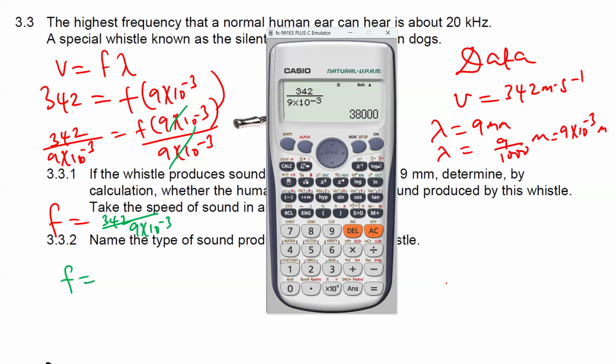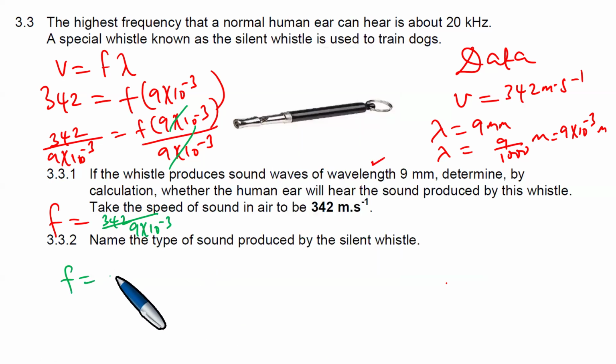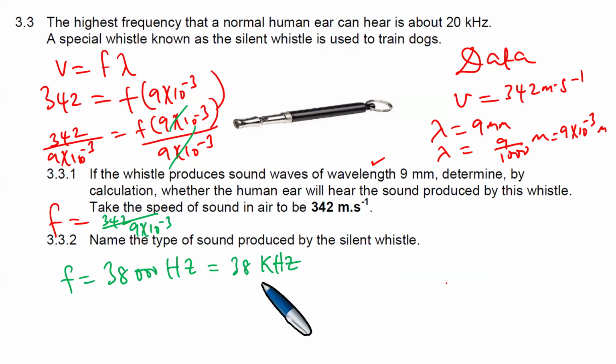38,000 hertz. What we're getting is exactly 38,000 hertz, which is the same as exactly 38 kilohertz. But 38,000 hertz is actually bigger than 20 kilohertz. It's much bigger, and the highest frequency we can normally hear is 20 kilohertz.